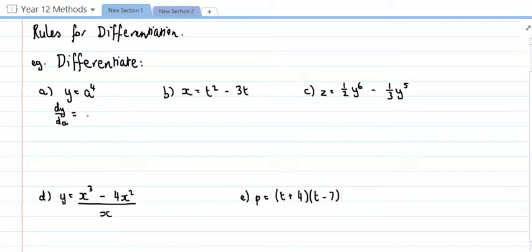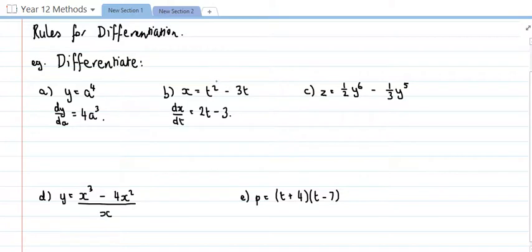Okay, because y in terms of a. And using the same strategy as before becomes 4a to the power of 3. Done. The next one is in terms of x and t. So it's x in terms of t. So it's going to be written as dx dt. And that's going to be equal to 2t minus 3.